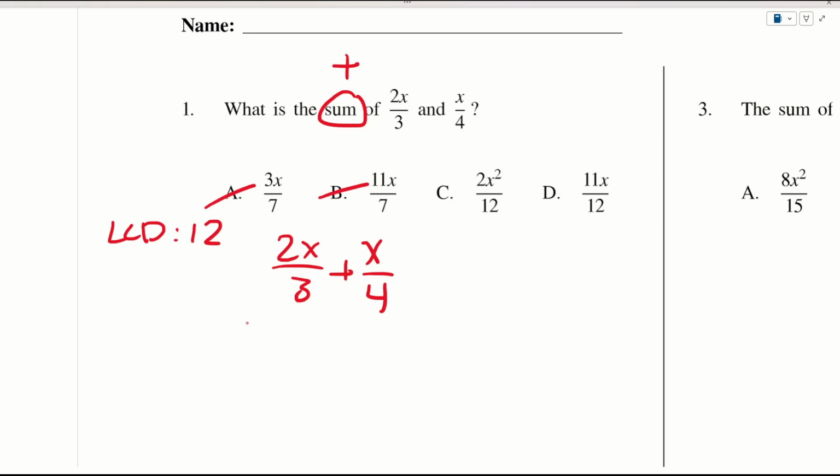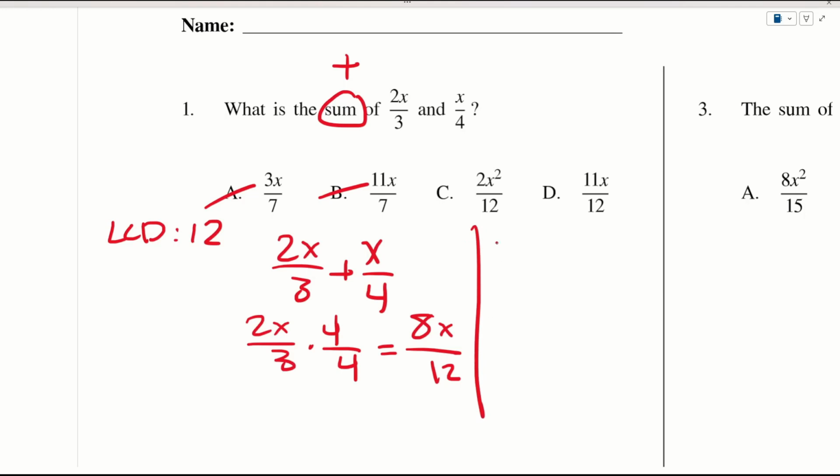So we need to get both of these fractions to have a common denominator of 12. We're going to times 2x over 3 by 4. That gives us 8x over 12. And then we're going to multiply x over 4 by 3. We're going to get 3x over 12.